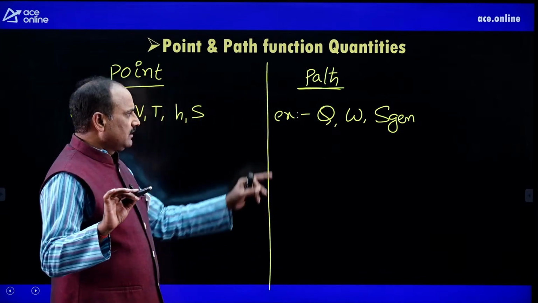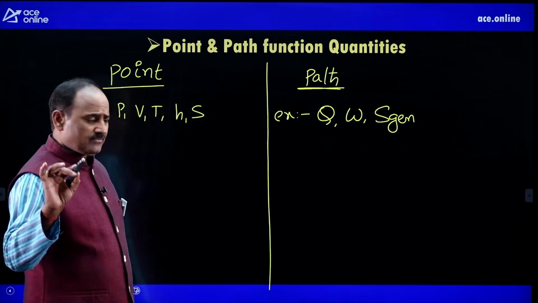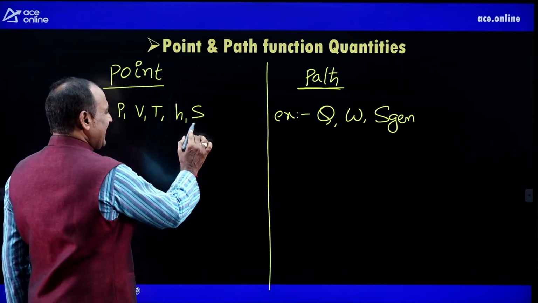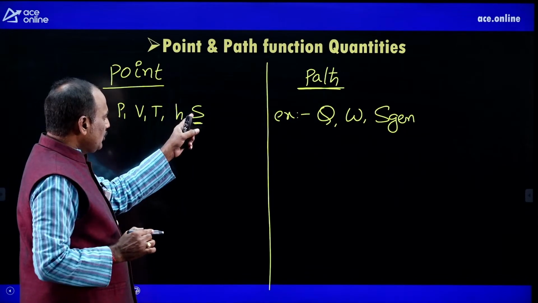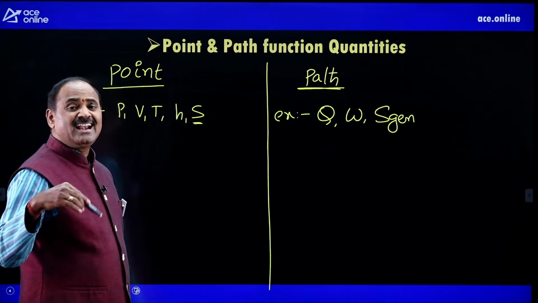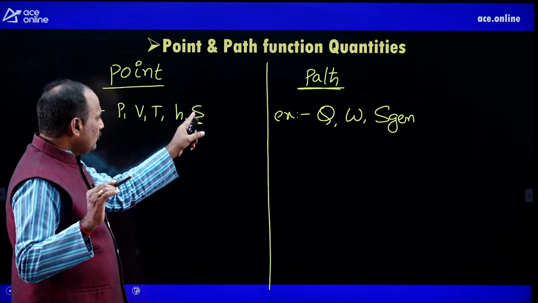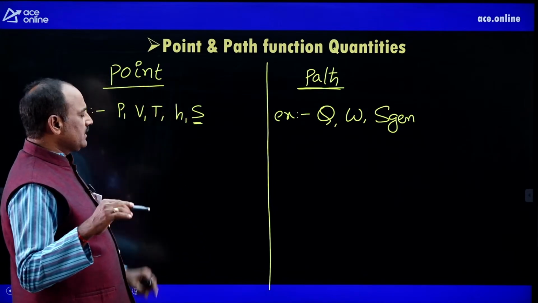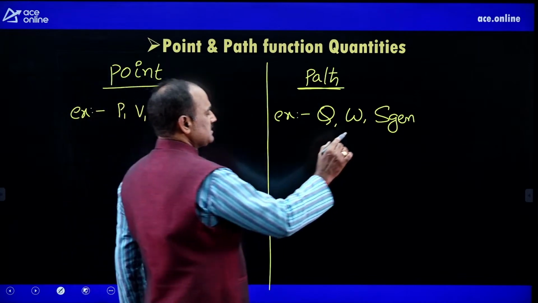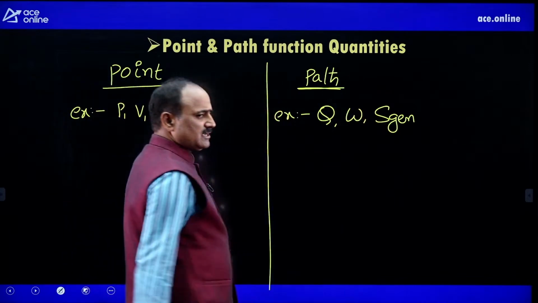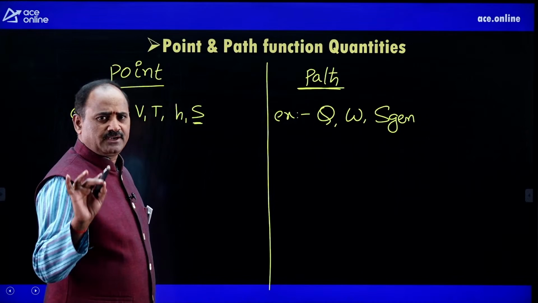Okay? Example for path function quantity: thermodynamic heat, thermodynamic work and entropy generation. Entropy generation also coming under path function quantity, whereas the entropy transfer is coming under point function quantity, whereas entropy generation is coming under path function quantity.